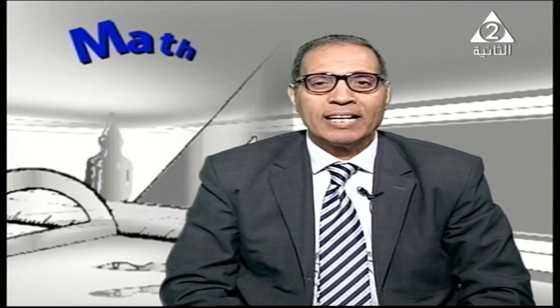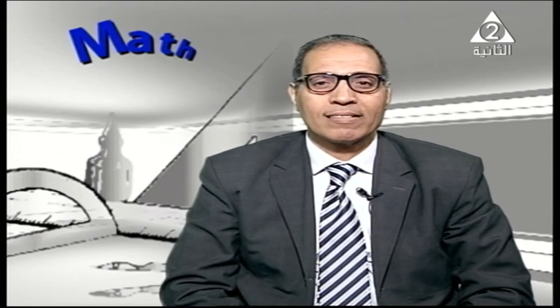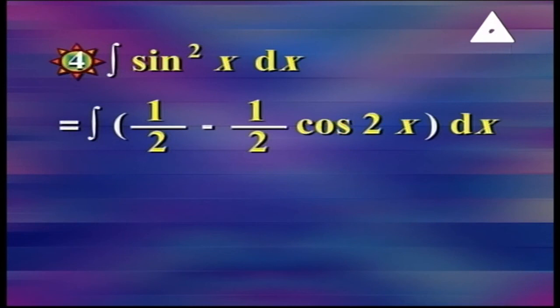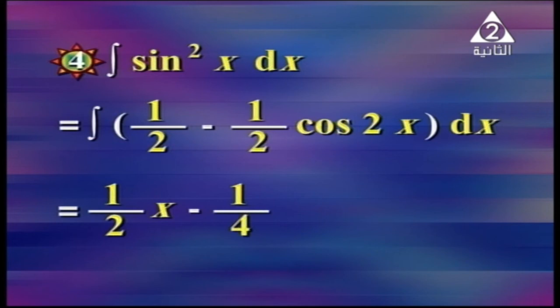Dear student, look at the solution of sine squared x. Integration of sine squared x dx: we replace sine squared x by using 1 over 2 minus 1 over 2 cosine 2x dx. What is the integration of 1 over 2? It is 1 over 2x. What is the integration of cosine 2x? Excellent student. Sine 2x divided by 2, so negative 1 over 2 times negative 1 over 2 equals a quarter sine 2x plus c.